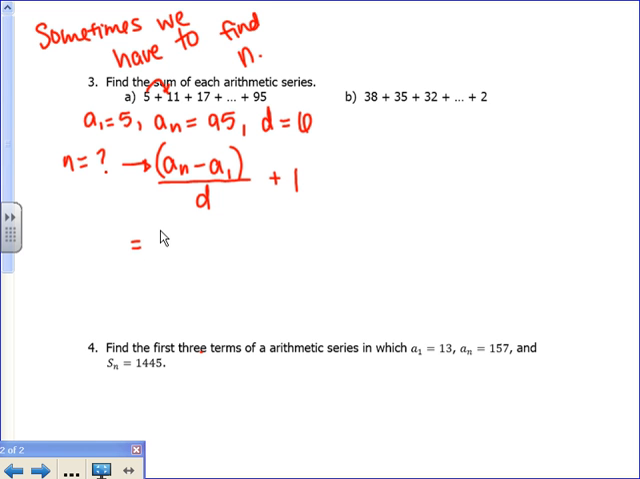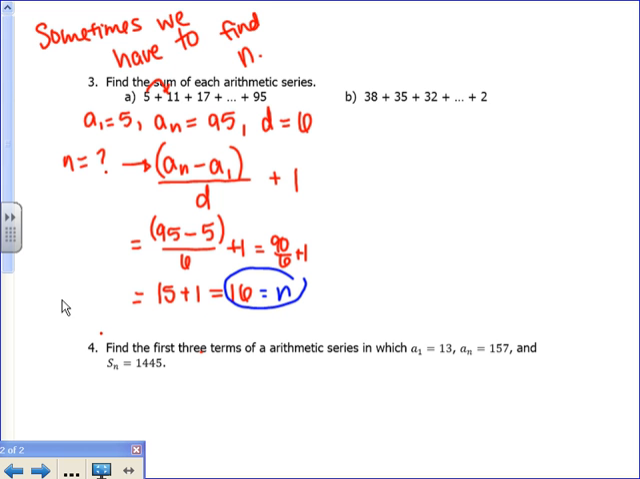So let's go ahead and do that. So our a sub n is 95. Our a sub 1 is 5, and then I'm going to divide by d, which is 6, and then I'm going to add 1 to it. So again, using order of operations. First of all, 95 minus 5 is just 90. 90 divided by 6, and then I'm going to add 1. I'm going to run out of room. 90 divided by 6 is going to give me 15, and finally 15 plus 1 is going to give me 16. So there is my n. Now, I have not even used one of the sum formulas yet, so that's just how to get your n, okay? So again, n is 16. We're going to need to know that.